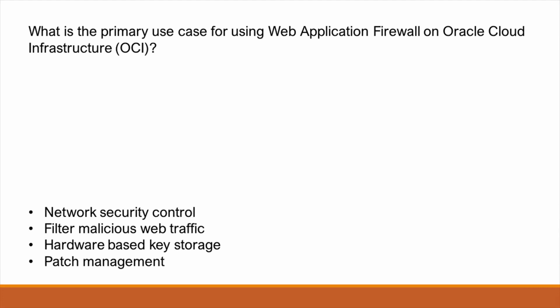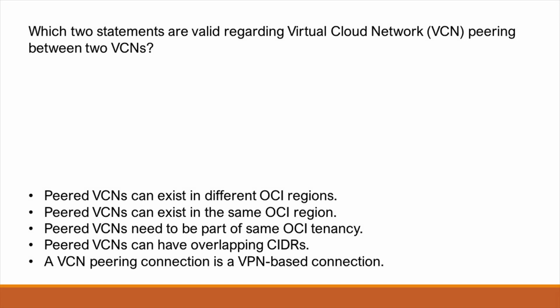What is the primary use case for using Web Application Firewall on Oracle Cloud Infrastructure, OCI? Options we have for this question are network security control, filter malicious web traffic, hardware-based key storage, patch management. Correct answer for this question is option 2, filter malicious web traffic, because Web Application Firewall is used to filter unauthorized or malicious web traffic. Let's talk about this question.